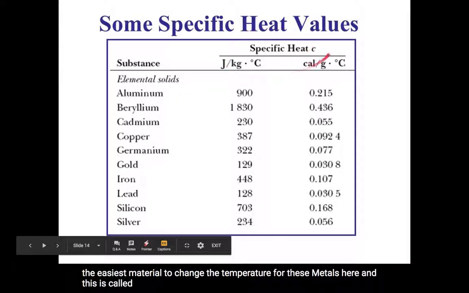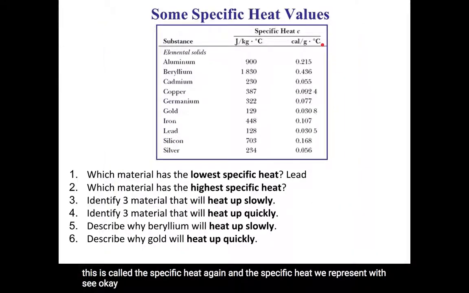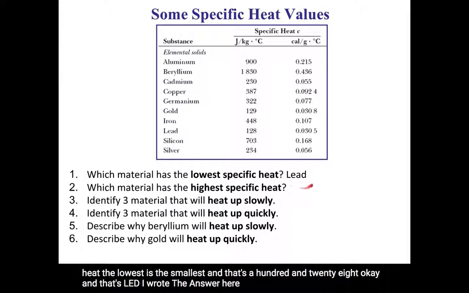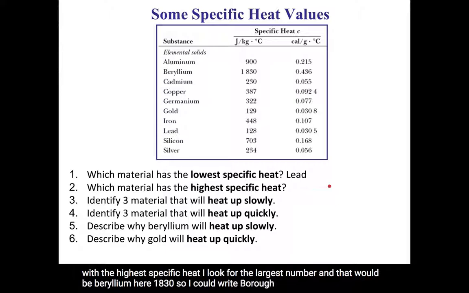And this is called the specific heat again, and the specific heat we represent with C. So if I ask you which material has the lowest specific heat, the lowest is the smallest, then I'm going to find the smallest number, and that's 128. And that's lead. I wrote the answer here. If I want to find what is the material with the highest specific heat, I look for the largest number, and that would be beryllium here, 1,830. So I could write beryllium here.